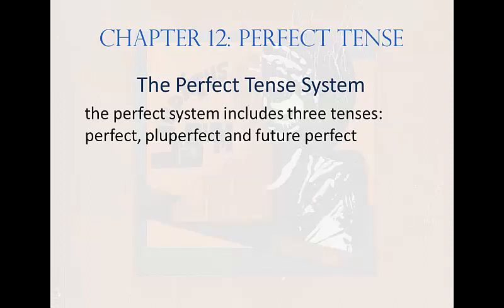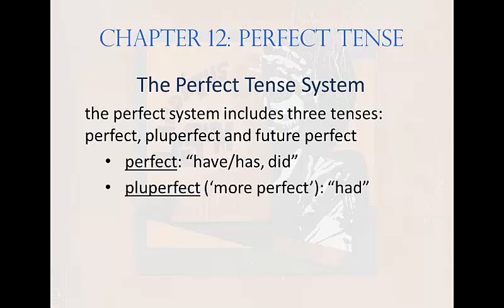The perfect system in Latin includes three tenses: the perfect, the pluperfect, and the future perfect. The perfect is best represented by the English modal or tense marker, has or have, also did. The pluperfect, meaning literally more perfect, represents an action that is past in relation to the past. Don't panic, we'll get to that in a second. It is the counterpart of the English tense marker had, and the future perfect is represented by English will have.